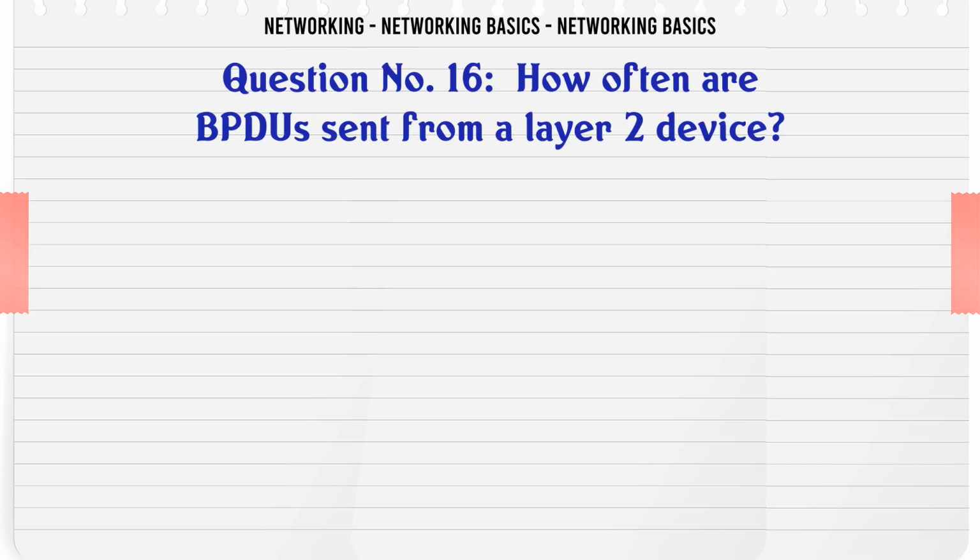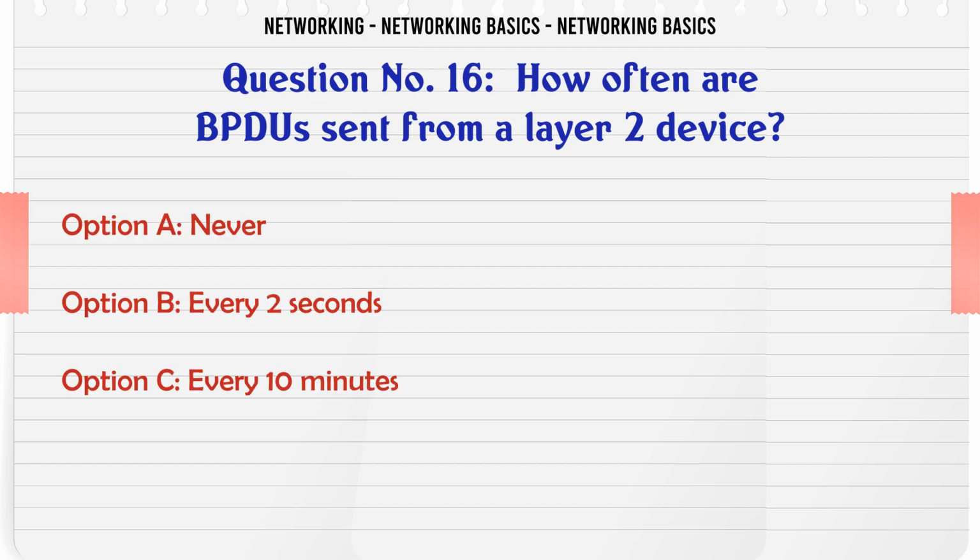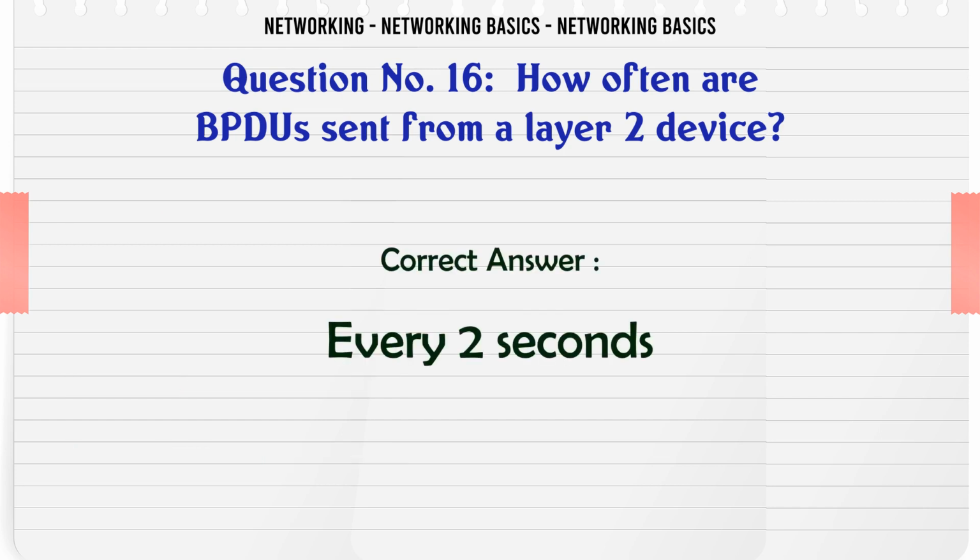How often are BPDUs sent from a layer 2 device? A. Never. B. Every 2 seconds. C. Every 10 minutes. D. Every 30 seconds. The correct answer is every 2 seconds.